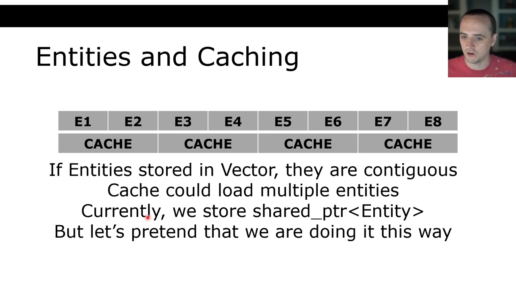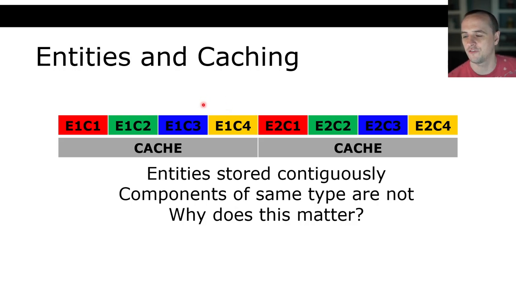However, currently, what we are actually storing is a vector of pointers to entities, right? So what we're doing right now, don't worry about it. Let's pretend that we are not storing pointers to entities. We are storing a vector of entities. It's going to end up not mattering anyway, but let's just pretend that we have a vector of raw entity data, and we'll see. So if we zoom down even further, this is what that will look like.